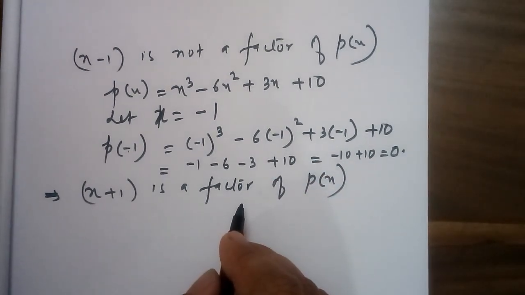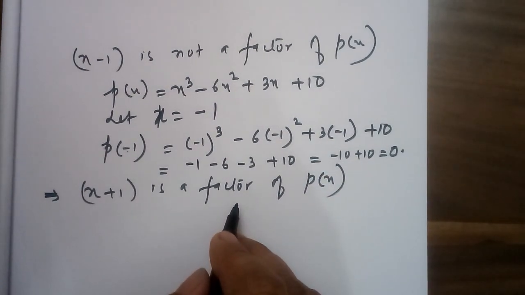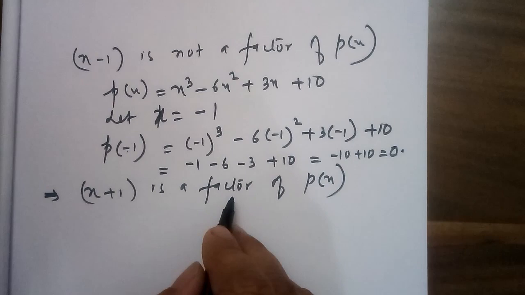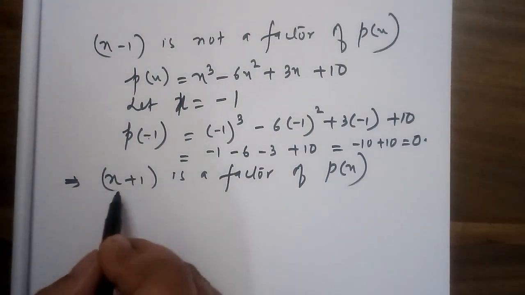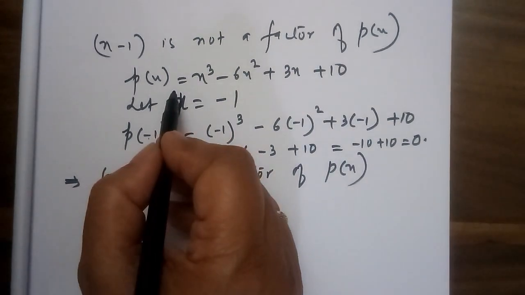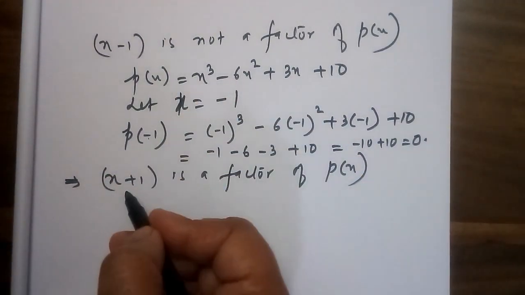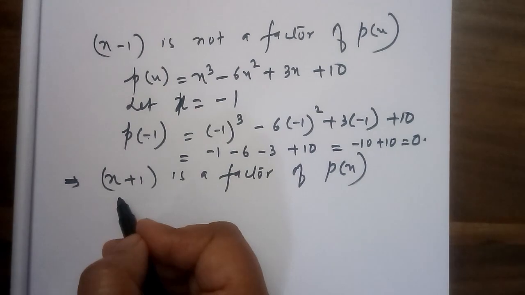Now I had told you in my previous video, if I say one polynomial is a factor of another polynomial, it means on performing the process of long division, you should get the remainder as 0. The same logic is applicable over here also. So if I say x plus 1 is a factor of this p(x), then when I divide this p(x) by this x plus 1, I should get the remainder as 0.